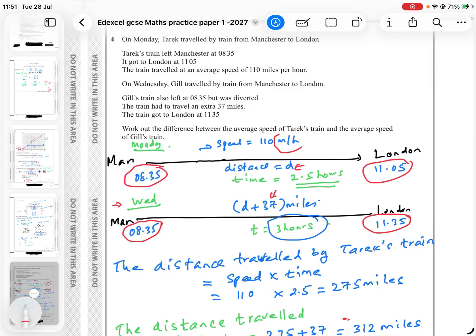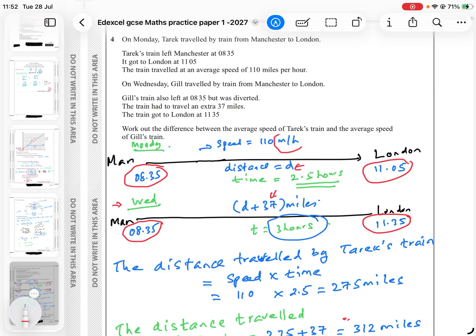Hi, I am going to walk you through question 4. On Monday, Tariq travelled by train from Manchester to London. Tariq's train left Manchester at 8:35. It got to London at 11:05. The train travelled at an average speed of 110 miles per hour.